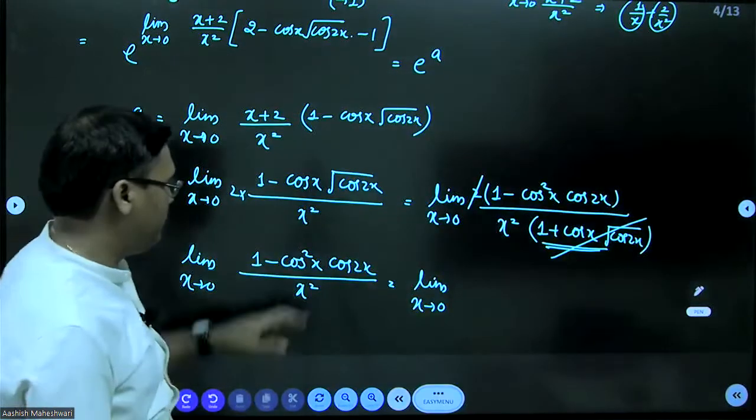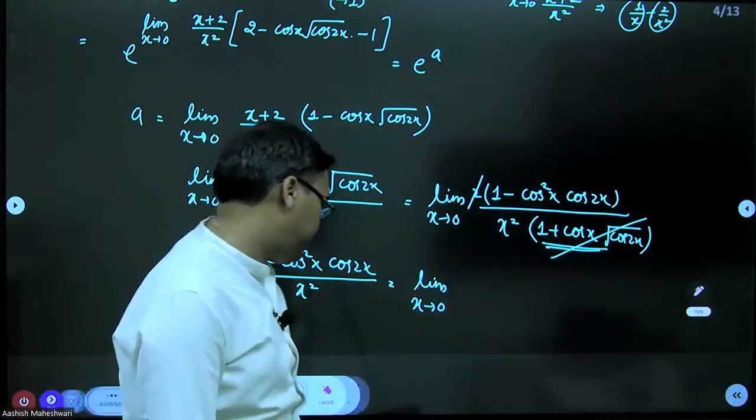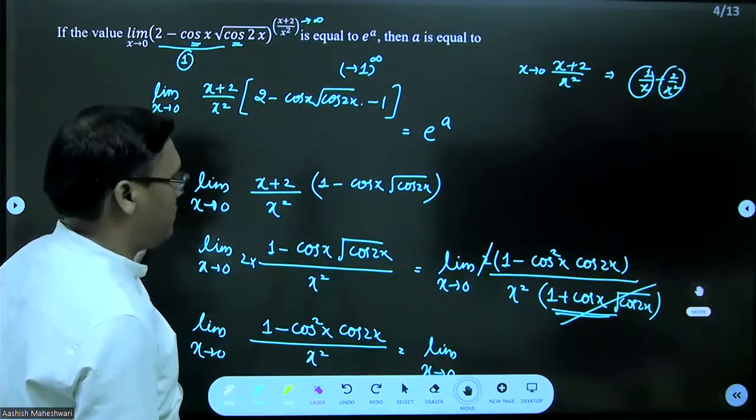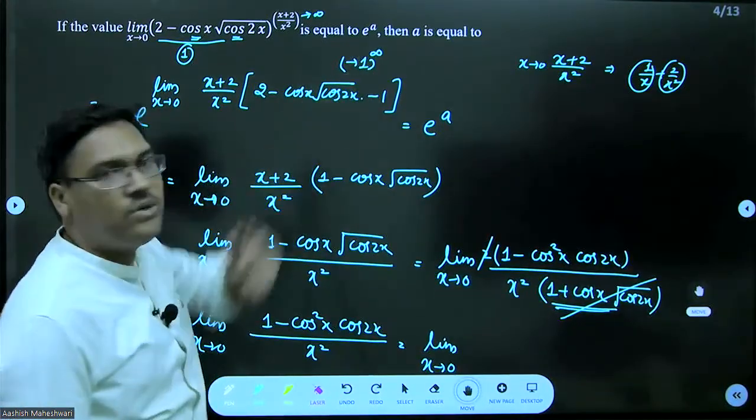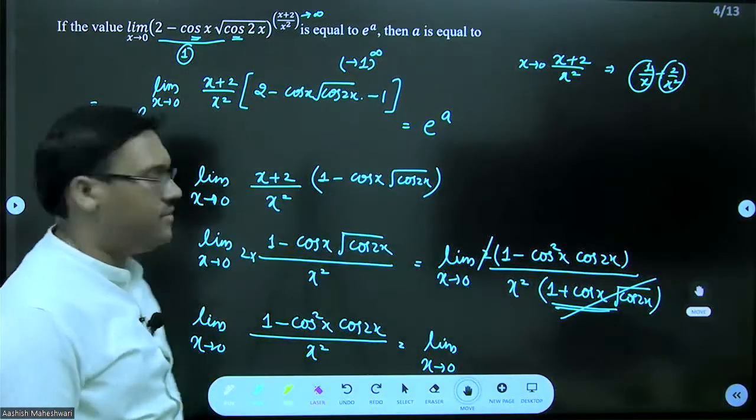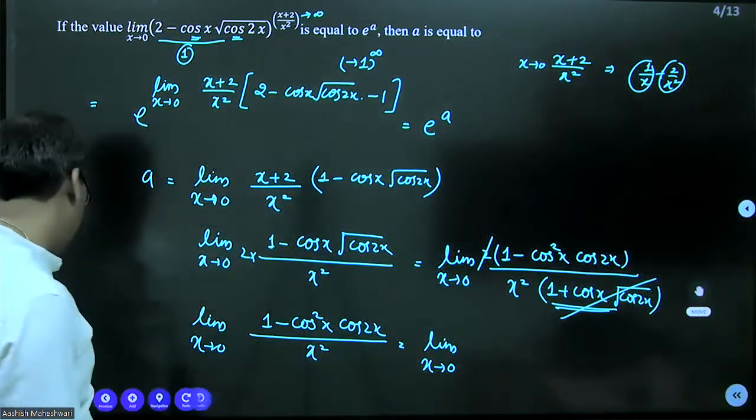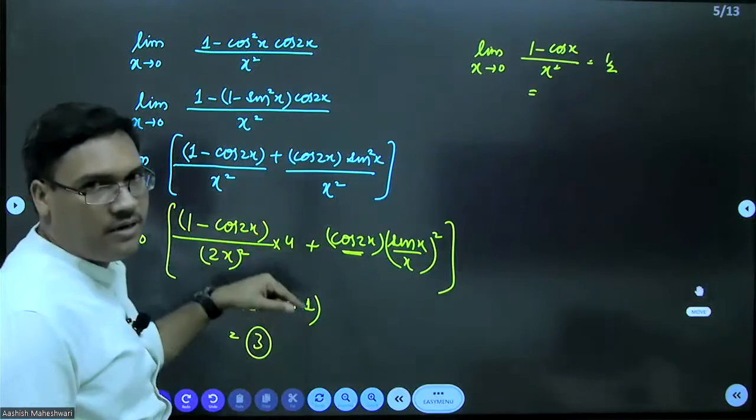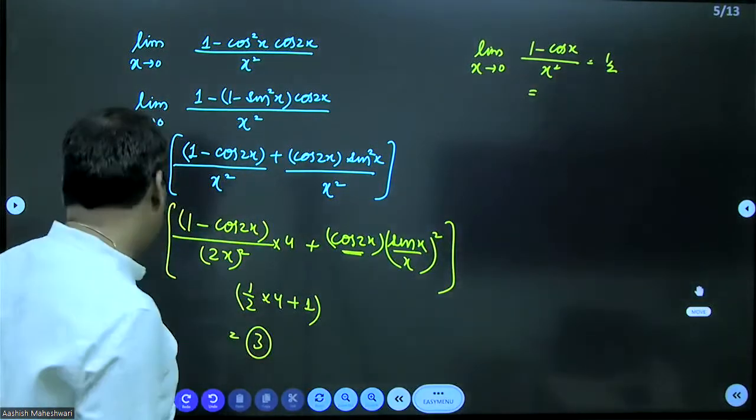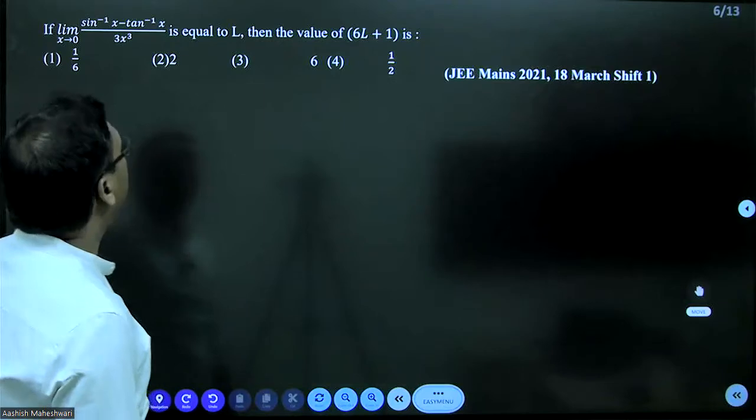So this limit is equal to, basically the value of a is equal to 3, because the power of e was the same a, okay? So I hope this is clear. How can you solve this question? I have not used L'Hopital. You can try the same question by using L'Hopital also. Okay, so now let's move to the next question.